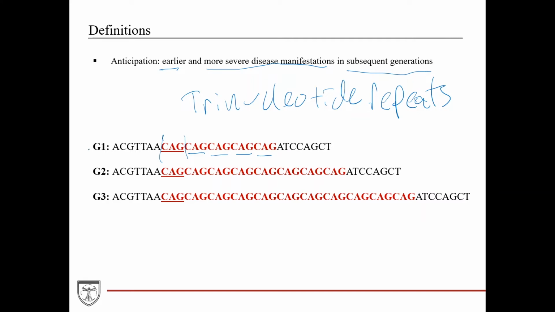And so as you can see here in the first generation, you have this many repeats. And then in the next generation, you have additional repeats. And then in the third generation, you have even more repeats. And so with each generation, the disease is more serious and occurs earlier in life. And this is a very common example of anticipation.